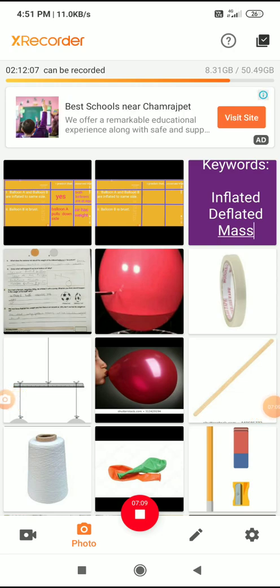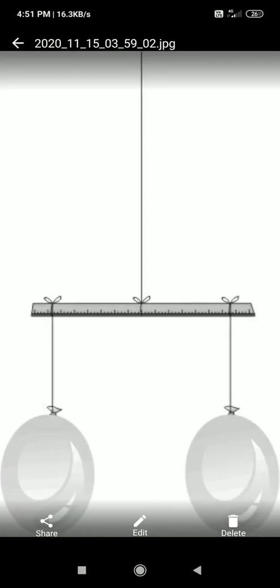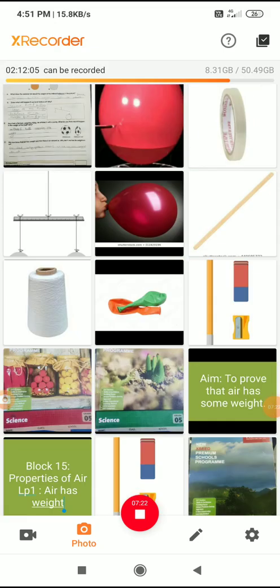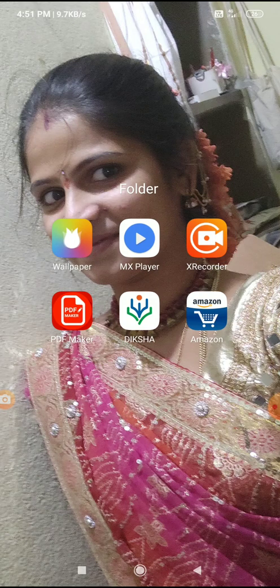Okay, now after performing the activity you have to send pictures like this, one picture of your activity, and also another last one of the deflated and inflated balloon experiment. That also you have to send me through WhatsApp.